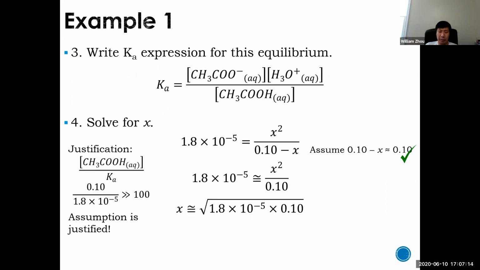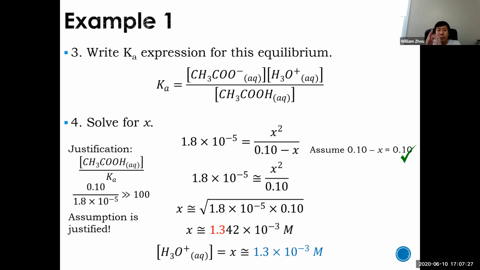All right. A calculator will get you 1.342 times 10 to the negative 3 moles per liter. So that's x. The question asks for two things. One, it asks for the hydronium concentration. So there we go, you have to solve. Hydronium concentration is equal to x.